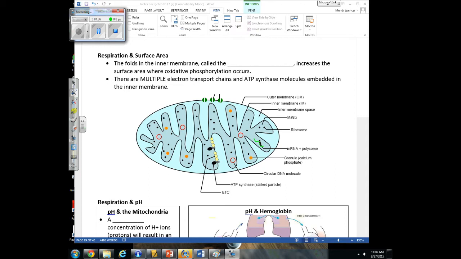So first, let's talk about respiration and its relation to surface area. Now, every student should have memorized at least one idea about how an increase in surface area can increase the efficiency of a cell. And a good example to discuss would be the folds in the inner membrane of the mitochondria. Now, these folds have a name. They're called the cristae. And this is what I mean by the cristae. So this fold here of this inner membrane increases the surface area where oxidative phosphorylation can occur.